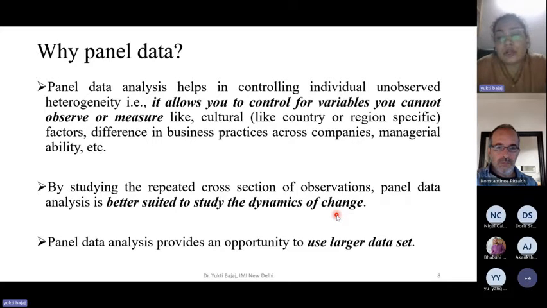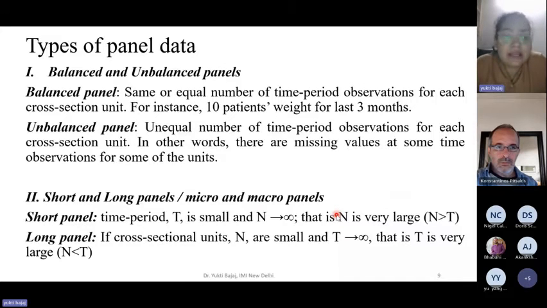Across all the cross-section units. Another most important thing from researchers' point of view is I'm able to use a larger data set. Okay, moving ahead, we need to know what types of panel data are available, right? Whenever you're dealing with data, you should be aware of certain types of data that are there. One classification that we have is balanced and unbalanced panels, right?